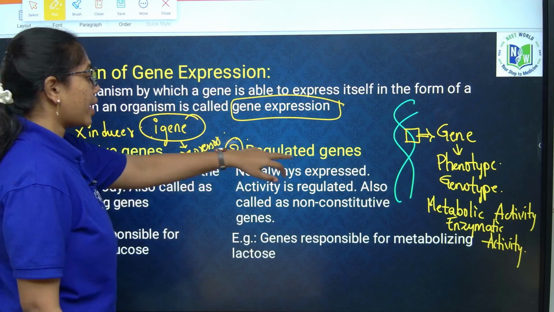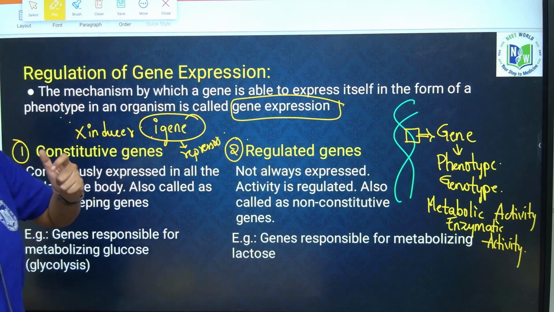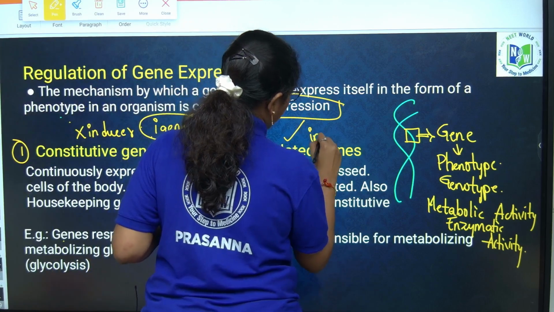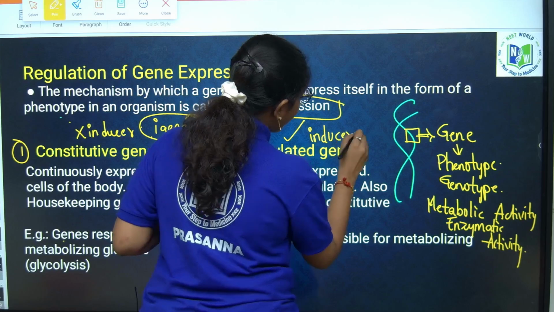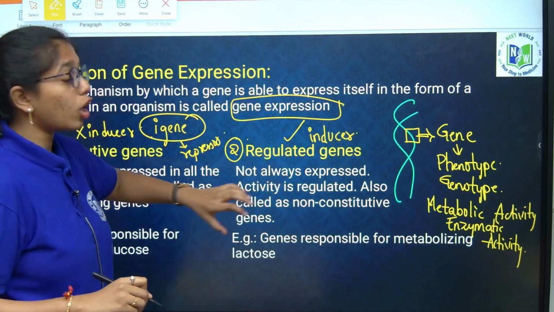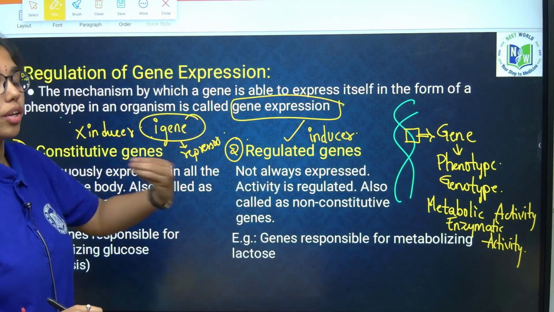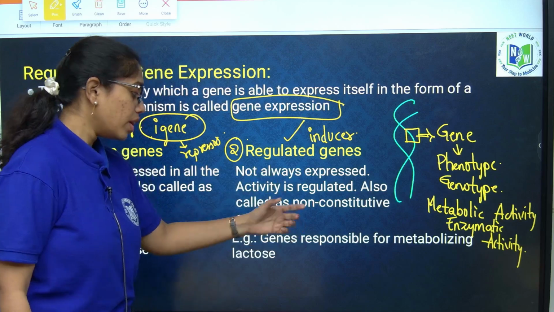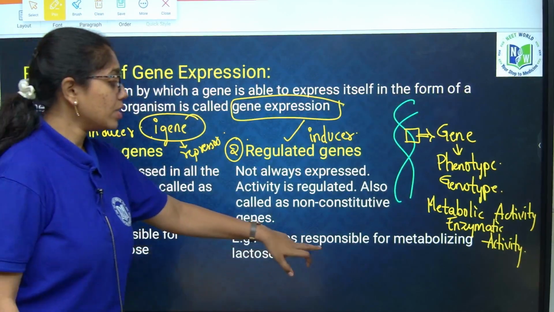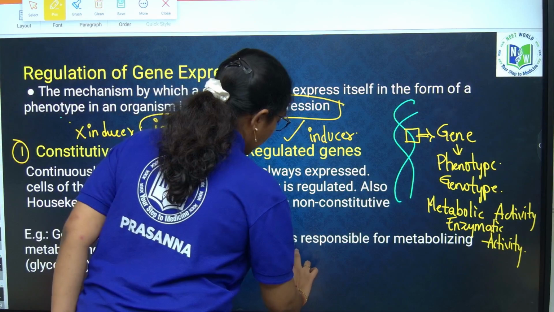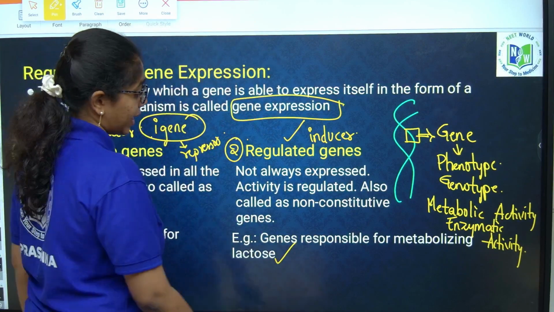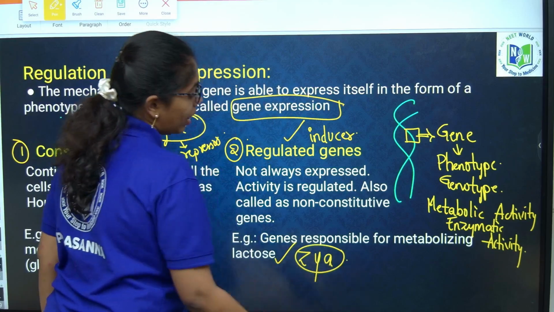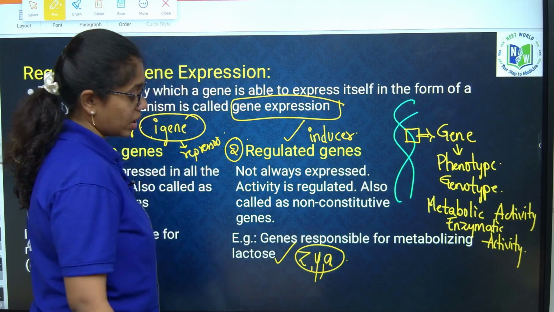Constitutive gene. Regulated genes are those genes which require an inducer to get expressed. They are not continuously or constitutively expressed, so they are called non-constitutive genes. For example, genes responsible for metabolizing lactose, those genes like Z, Y, A genes. These are what, ma'am? Structural genes which are present in lactose.